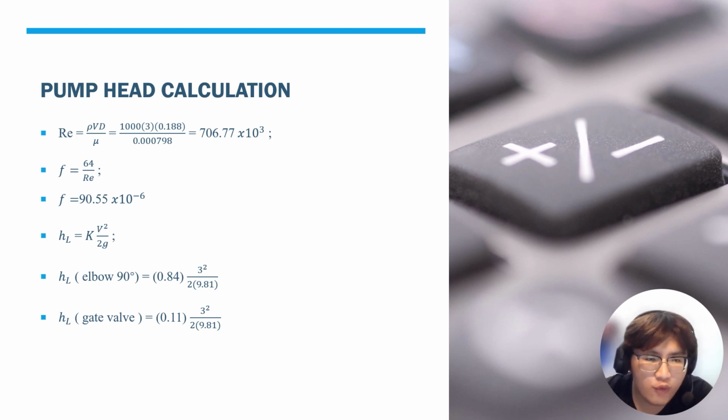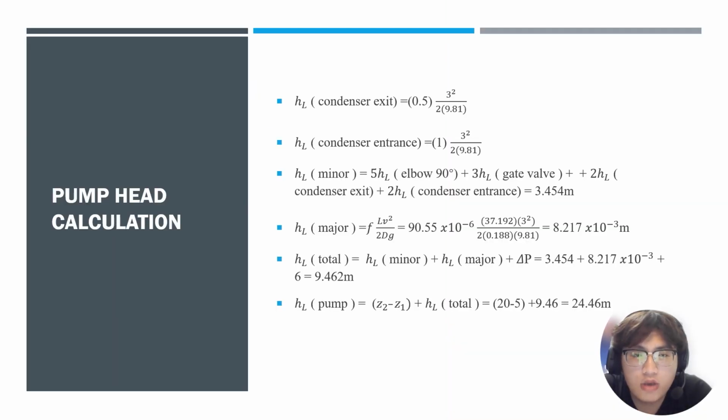Next, we have to calculate the head loss, which is K times V squared over 2g, where K is the coefficient, V is the velocity, and g is the gravitational acceleration. Thus, we can get the head loss at the elbow 90 and the head loss at the gate valve. Next, we also calculate the head loss at the condenser exit and the condenser entrance. Then, we can calculate the minor head loss, which equals 5 head loss at elbow 90 plus 3 head loss at gate valve plus 2 head loss at condenser exit plus 2 head loss at condenser entrance. The value we get is 3.454 meters.